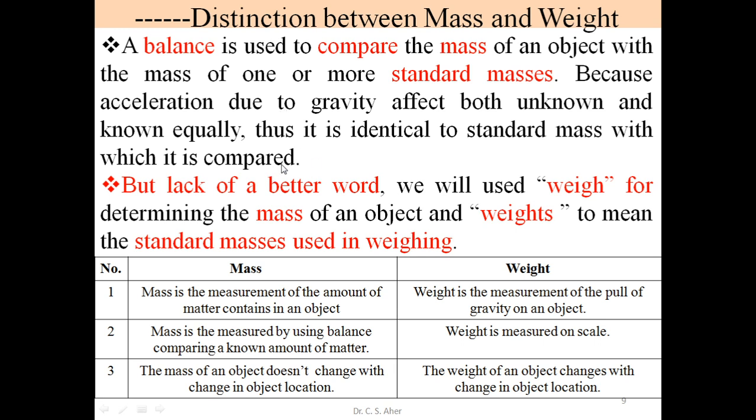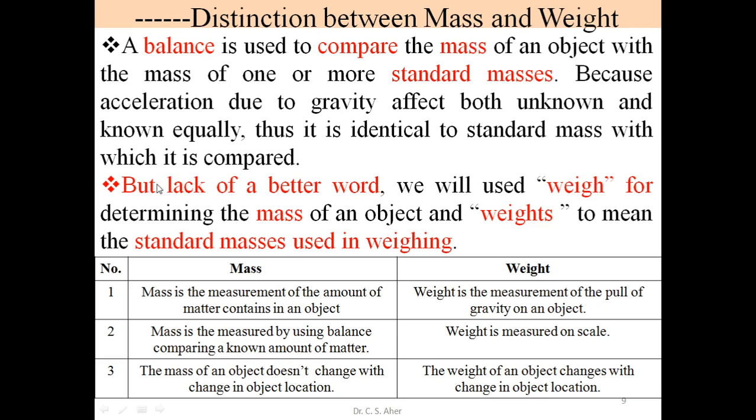Suppose it is compared with 1 kg, then this object's mass is 1 kg. If it is compared with a standard mass of half kg, then the object's mass is half kg. Thus mass is a constant term. It does not change with geographical location or with gravitation. So it is a comparison between the standard masses and the object's mass.